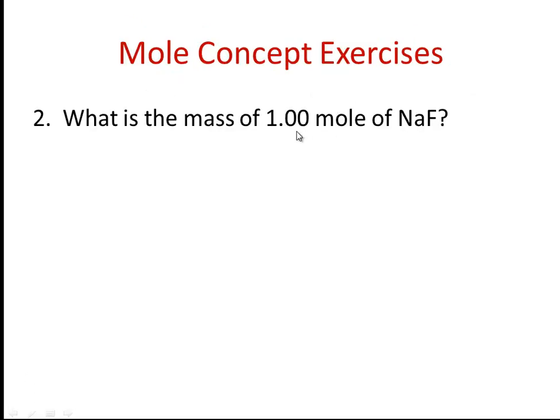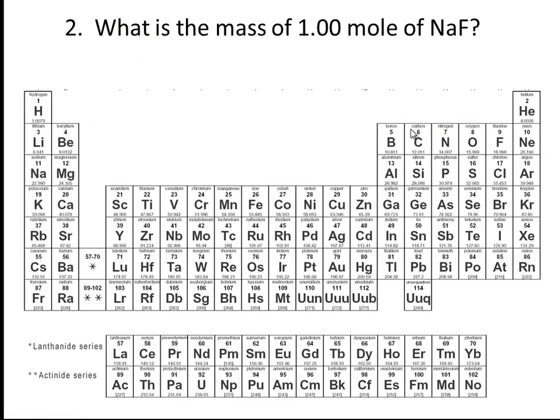All right, number 2. What is the mass of 1.00 mole of sodium fluoride? Again, we're going to have to look up the atomic weights of both sodium and fluorine and then add them together, because this is a compound. And you guys know compounds are made of more than one element. So we turn back to the periodic table. Where's sodium? Sodium is one of the alkali metals, which we're going to learn about in the next unit. It's over here, and you can see it has an atomic weight of 22.99 AMU.